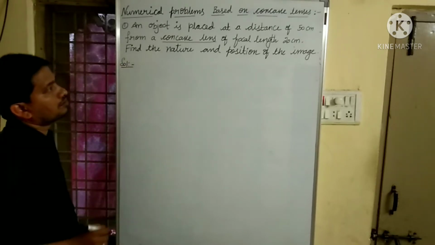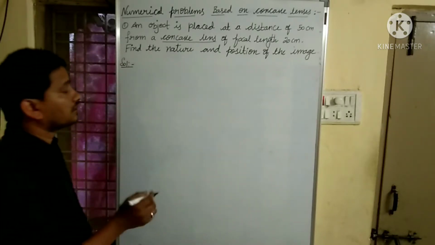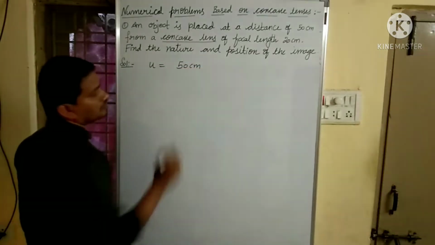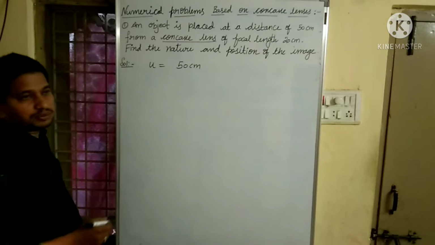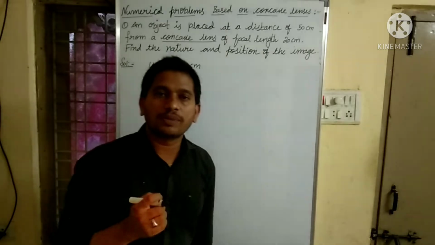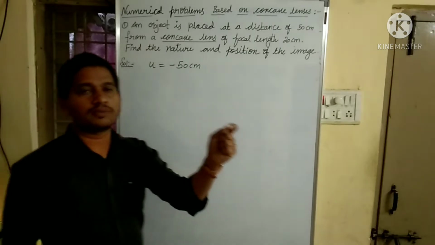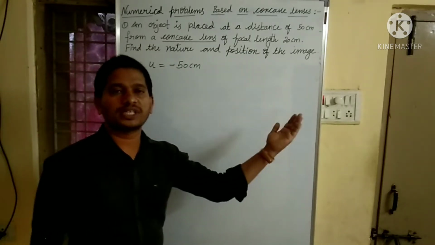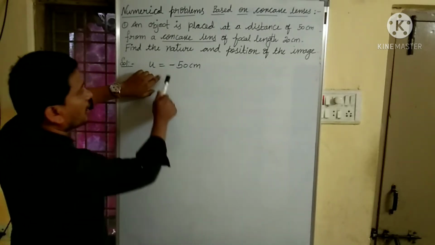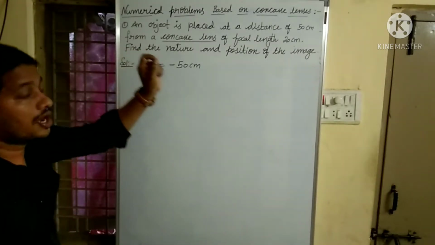See here, an object is placed at a distance of 50 cm. So the object distance u is 50 cm. As always, according to sign convention, object distance will be minus. Because distance is always measured from the optic center, and we place an object in front of the lens, so object distance is always negative.